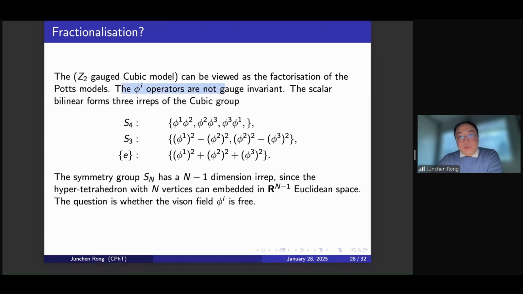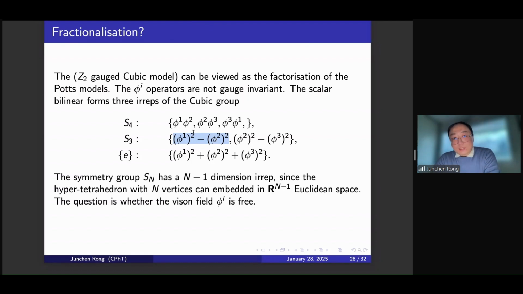So starting from the phi, which is not gauge invariant, but you can use them to form bilinear type of operators. For example, this one is phi1 phi2, phi2 phi3, phi3 phi1. This is the irreducible representation of the cubic group. It has 3 dimensions. Similarly, you can form another bilinear, which is phi1 squared minus phi2 squared, phi2 squared minus phi3 squared. The third one would be phi1 squared minus phi3 squared, but it's expressible in the other one.